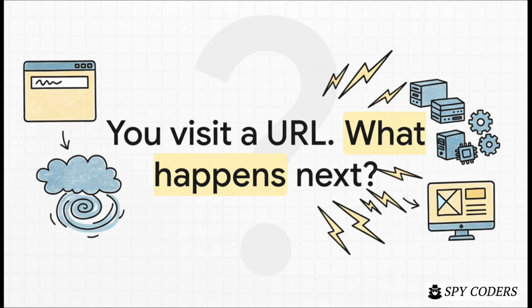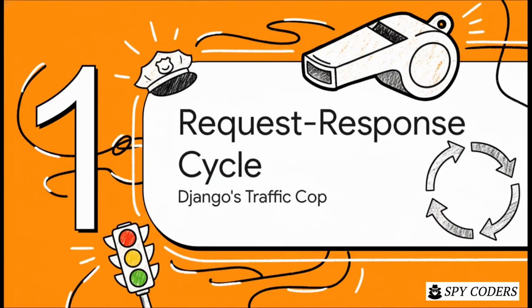So what is actually happening in that split second? Let's find out. This whole process has a name. It's called the request-response cycle. And right at the heart of how Django handles this is a single file that acts kind of like a master traffic cop, telling every single incoming request exactly where it needs to go.